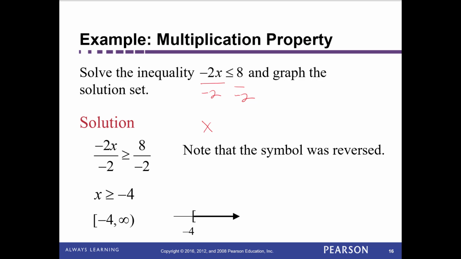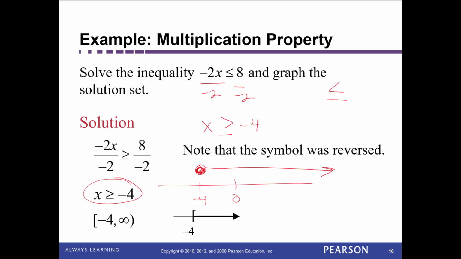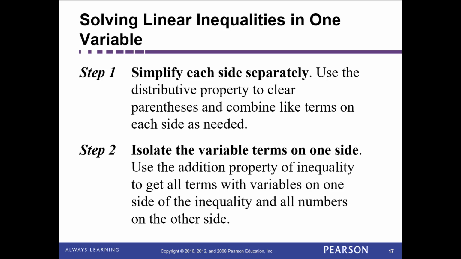I'm left with an x. On the right-hand side, I have 8 divided by negative 2. So that's going to be negative 4. And whereas before I had a less than or equal to, I'm going to change the direction. It's going to become x is greater than or equal to negative 4. So values on the number line that include negative 4, or anything that's bigger than that, will make this inequality true.